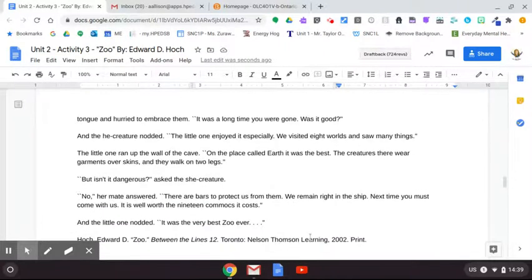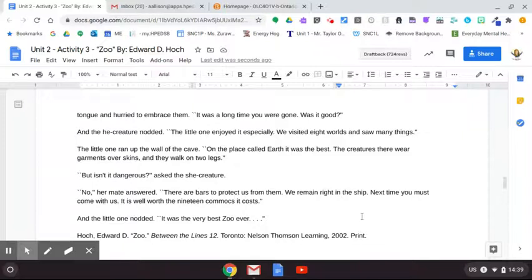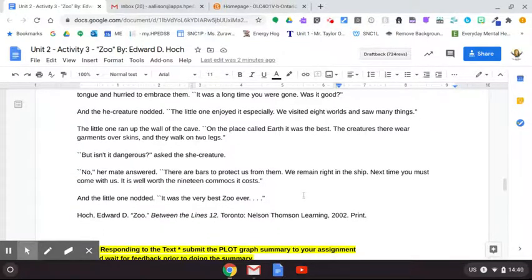The little one ran up one wall of the cave. On the place called Earth, it was the best. The creatures wear garments over skins and walk on two legs. But isn't it dangerous? Asked the she creature. No, her mate answered. There are bars to protect us from them. We remain right in the ship. Next time you must come with us. It is well worth the 19 comics it costs. And the little one nodded. It was the very best zoo ever.